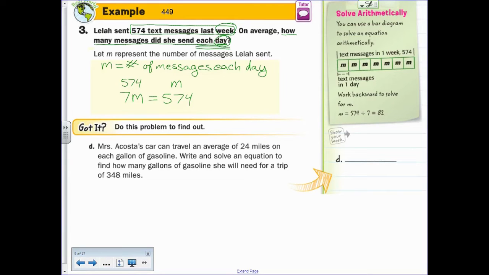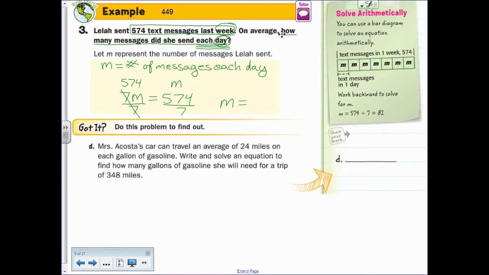Now I've lined up a plan to solve this problem. So now I can use my division property of equality to divide both sides of my equation by 7. So I want to divide by 7 on both sides. 7 divided by 7 equals 1. So I have 1M. And 574 divided by 7.